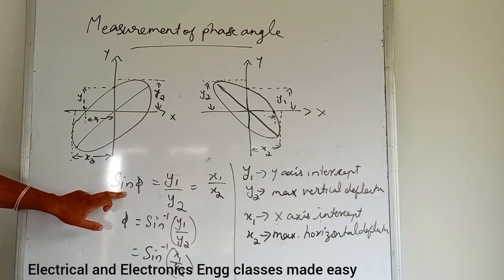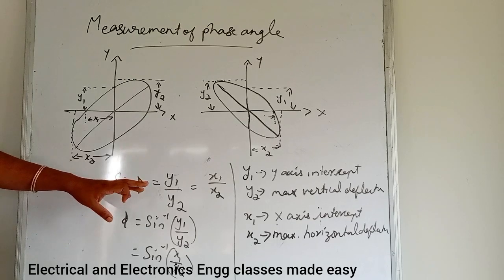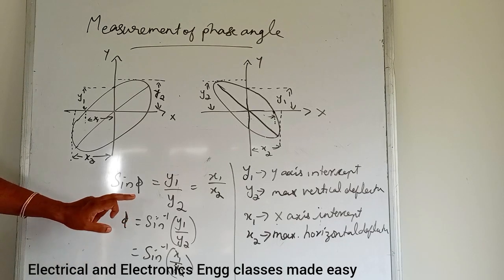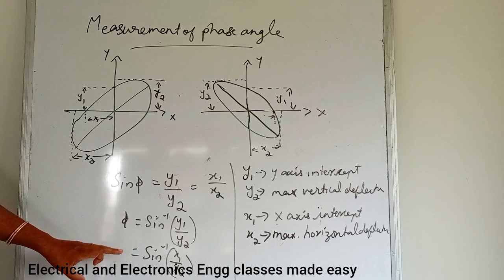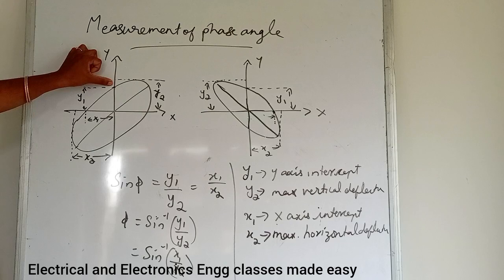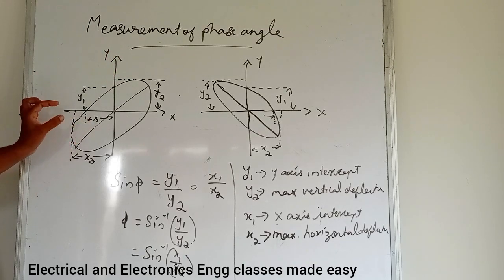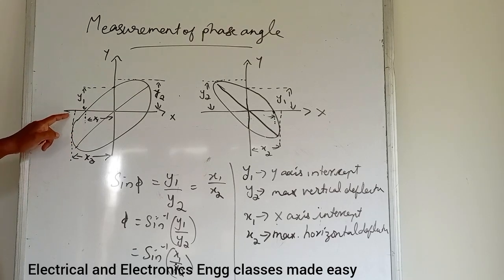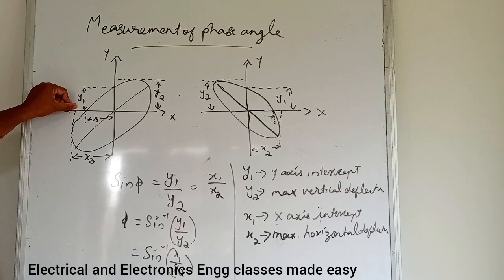Here we have sin phi is equal to y1 divided by y2, which is equal to x1 divided by x2. From this we get the phase difference between the two waves. Phi is equal to sin inverse of y1 divided by y2, and that is equal to sin inverse of x1 divided by x2, where y1 is the y-axis intercept and y2 is the maximum vertical deflection. x1 is the x-axis intercept and x2 is the maximum horizontal deflection.